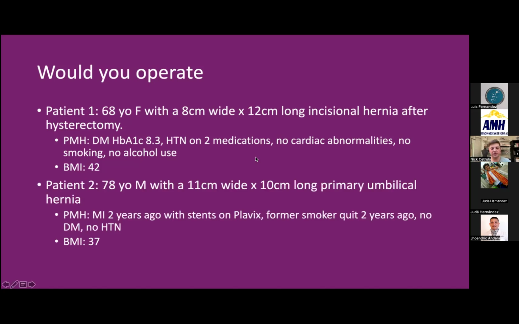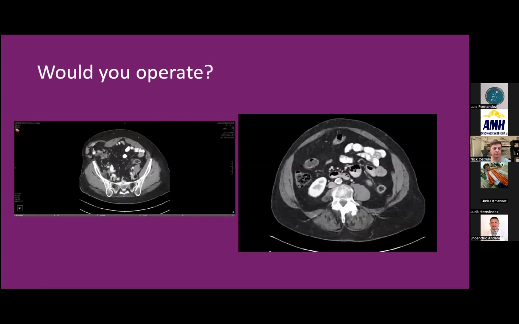Patient two was a 78-year-old with an 8 by 10 centimeter hernia. Past medical history significant for MI 2 years ago with stents on Plavix. A former smoker who quit 2 years ago, but no diabetes, no hypertension, with a BMI of 37. So both are patients I've seen, and trying to decide which one would be a better surgical candidate versus the other can be hard, in deciding who you're going to operate on and who maybe you want to optimize some things and get them in better shape before you offer a surgery.